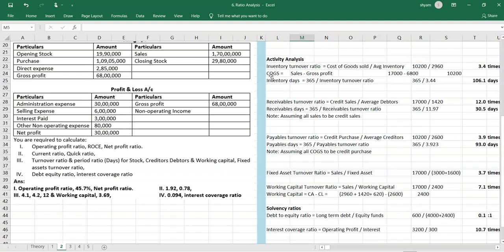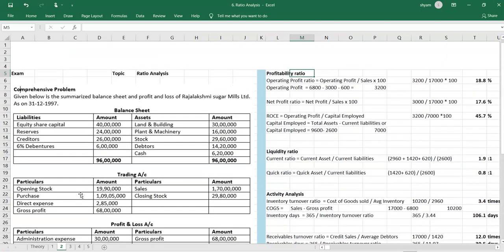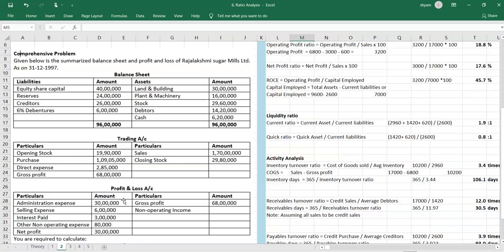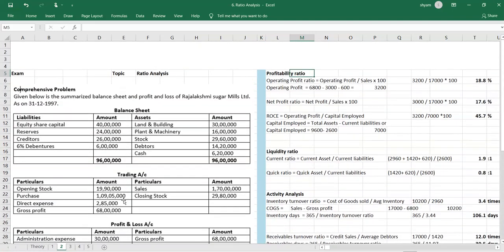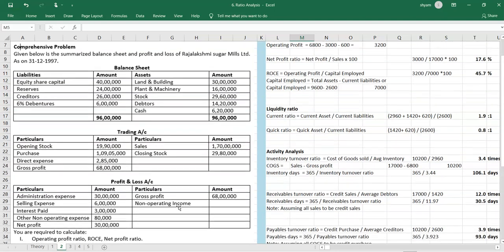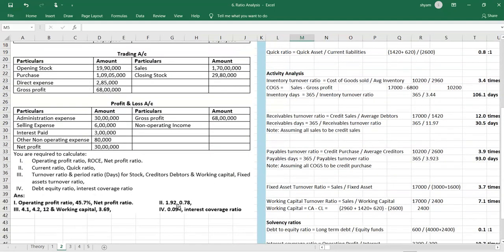If you want, we can compare the answers. So operating profit should be 45.7. Okay, operating profit. I'm not sure whether these numbers are perfect. Okay, I think it's not there. ROC at least 45.7. I think ROC is the 45.7. The other numbers are not calculated. 1.92, 0.78, 1.92, 0.78 that we got.